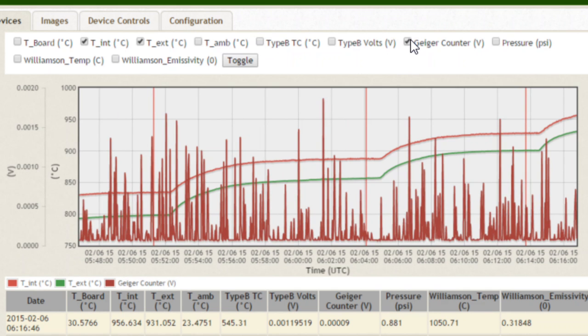What's the Geiger counter doing? Not a lot.